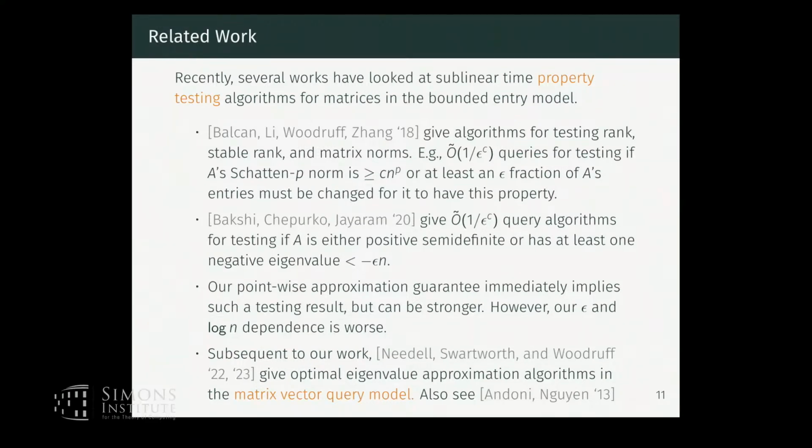And I'll just mention that subsequent to our work, there's been a really nice line of work. There are two papers by Nadell, Swatworth, and Woodruff, who give optimal eigenvalue approximation algorithms in the matrix vector query model, which is in some sense a very different query model because you're multiplying your matrix by a vector. You need to access all of its entries. It's very much not sublinear time, but the techniques look really similar. And I think that to get optimal bounds in our model, maybe some tools from what they're doing could be used. I'll also mention that this was studied a while ago by Andoni and Nguyen, who gave some weaker guarantees, but also studied eigenvalue approximation in streams using basically linear sketching. Okay.